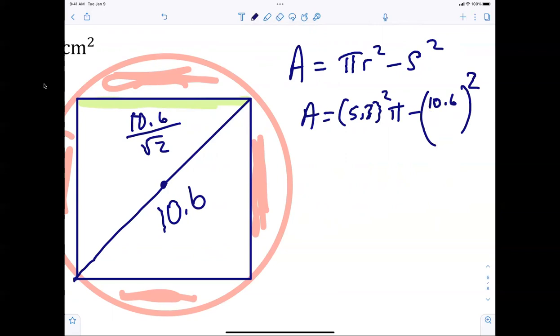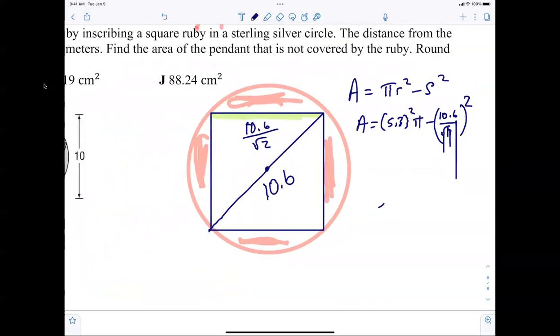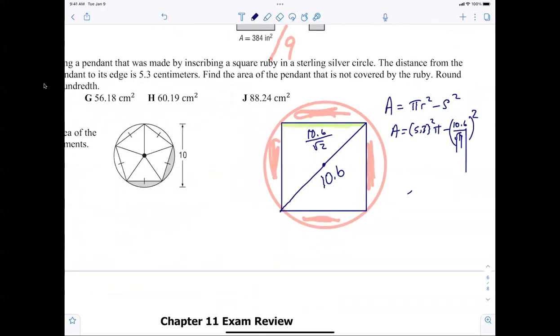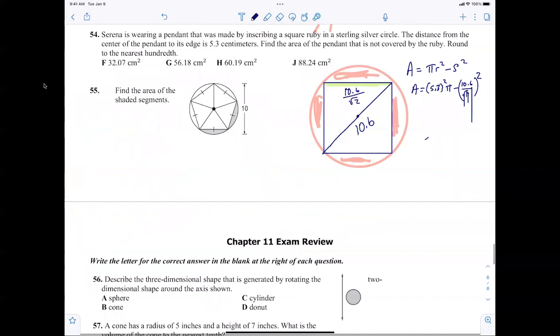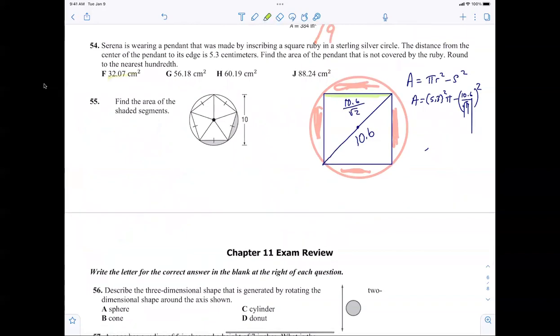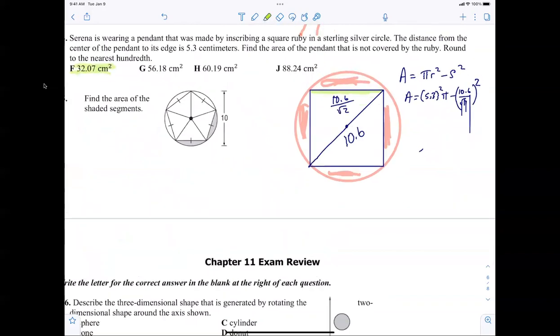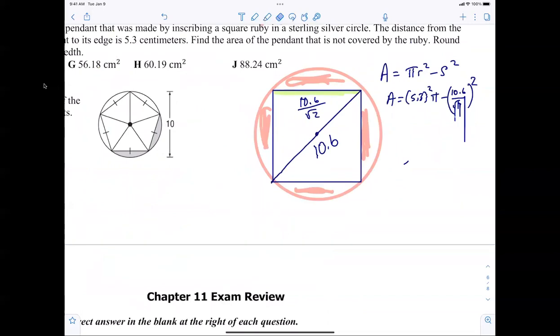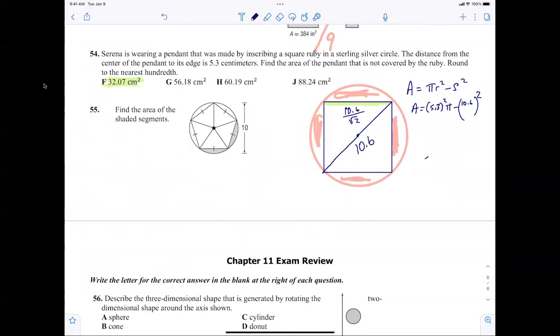So somebody help me. Tell me what that is. Area of the circle is 88.24. The square is 56. So what's my final answer? Anybody else get 32.07? Right. All right, that wasn't too bad, correct?